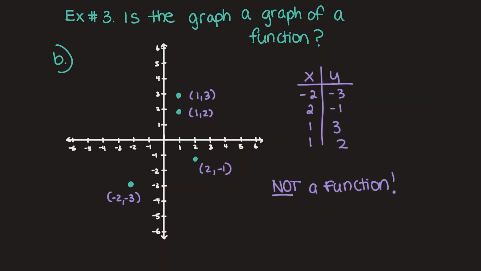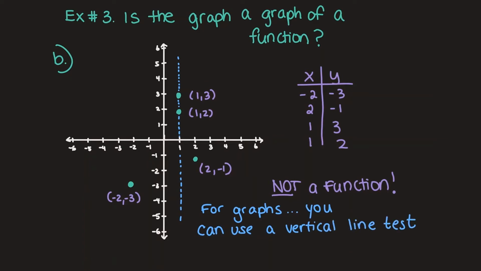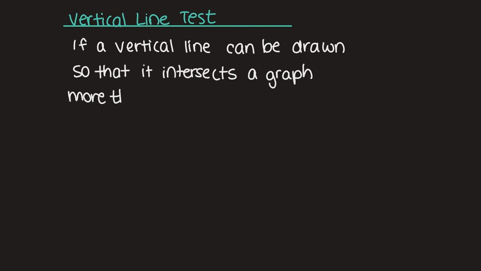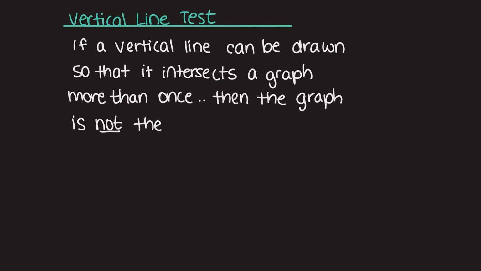By the way, if you look at the graph, notice how there's more than one point at the x-coordinate of 1. This will always be the case when the graph is not a function. So if you draw a vertical line at every x-coordinate, there should only be one point in order to be a function. Therefore, for graphs, you can use a vertical line test to determine whether it is a graph of a function or not. Let's write down this test. So if a vertical line can be drawn so that it intersects a graph more than once, then the graph is not a graph of a function.